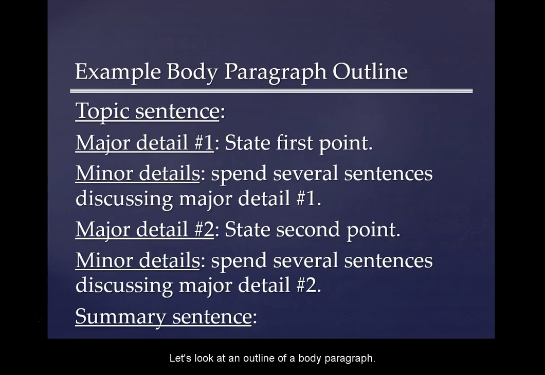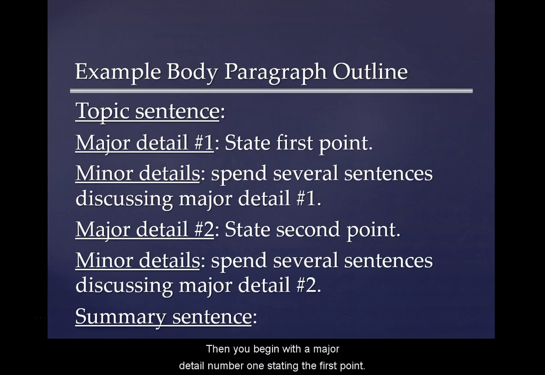Let's look at an outline of a body paragraph. A body paragraph contains the topic sentence, which is typically the opening sentence. Then you begin with major detail number 1, stating the first point to prove the topic sentence. What follows the major detail are minor details. Usually you spend several sentences discussing major detail number 1 in depth.